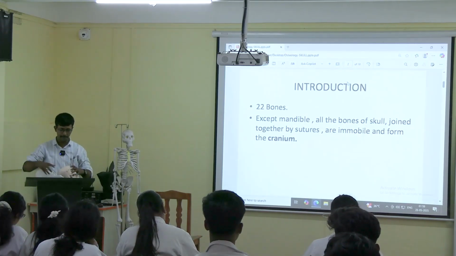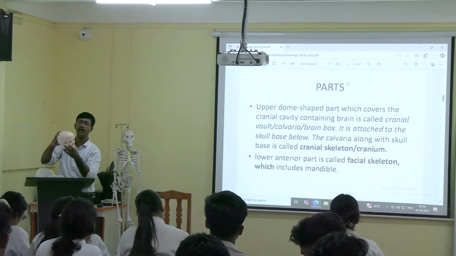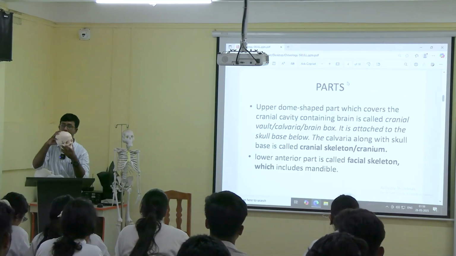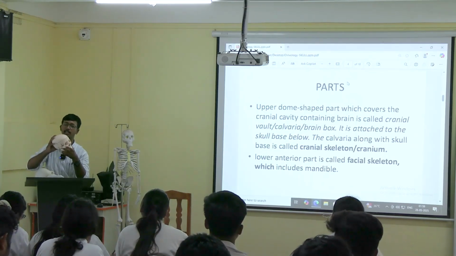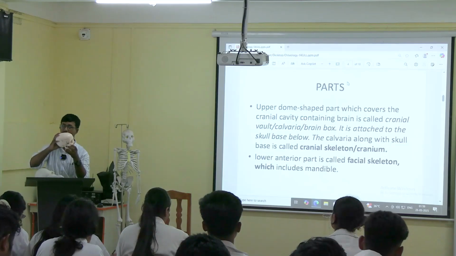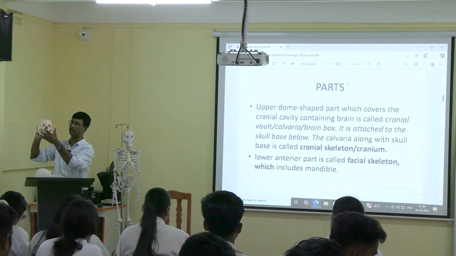Now coming to the parts of the skull. Basically the skull has two parts. One is your cranial skeleton, another one is your facial skeleton. As the name suggests, the cranial skeleton is covering the cranium, that is the brain, and the facial skeleton is this part.